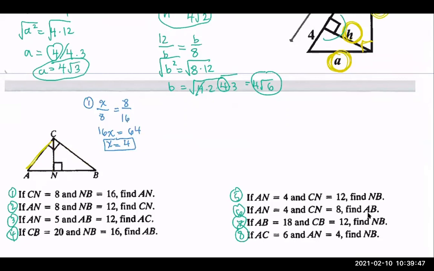So I always have that in my mind. These are the 3 values that could be my geometric mean. Okay, number 3. On number 3, you guys are given AN is 5. And again, you guys can watch my screen for the labeling. AB, the whole hypotenuse is 12. Find AC, which I'm going to call X. Okay, which one is going to be my geometric mean? Of the X, the 5, the 12, what do you guys think is going to be your geometric mean?